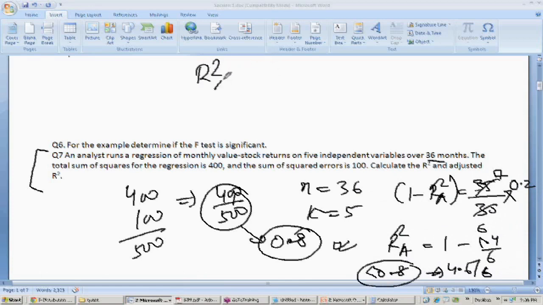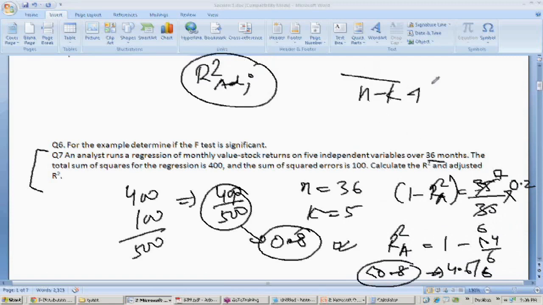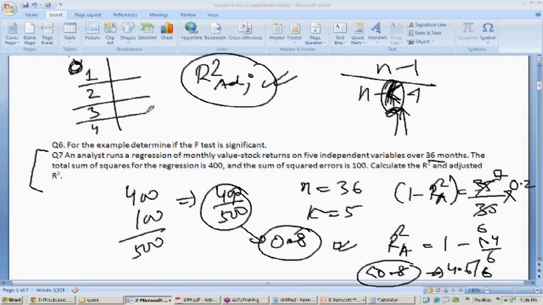Now the idea is very simple over here: you compute r square adjusted. You are trying to remove the impact of the number of independent variables that are added. So n minus k, this is the number of independent variables that is increasing. You are removing that impact and you are finding out the new r square value. Only then will you add a variable. So we had drawn that matrix over here, 1, 2, 3, 4. We will keep on adding a variable till r square adjusted is greater.